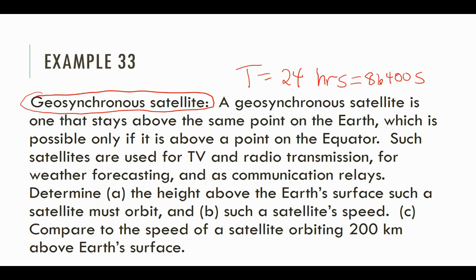Now, this question's asking, a geosynchronous satellite is one that stays above the same point on Earth, which is possible only if it's above a point on the equator. Such satellites are used for TV and radio transmission, for weather forecasting, and as communication relays. Determine the height above the Earth's surface such that the satellite must orbit. So we need to determine the height, so it's altitude above the Earth's surface.